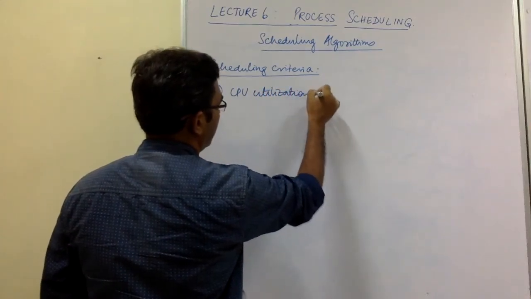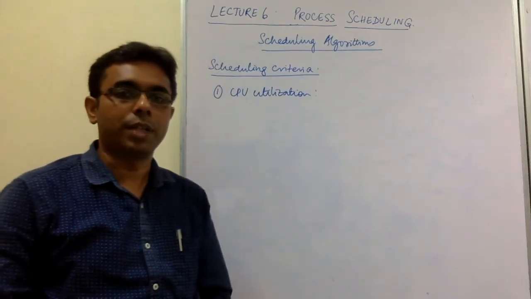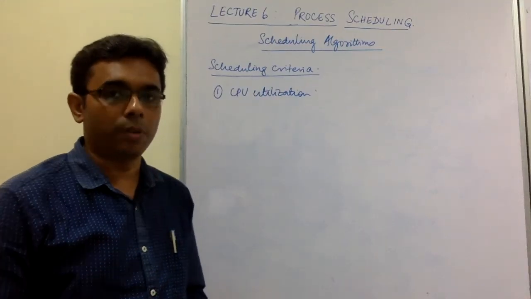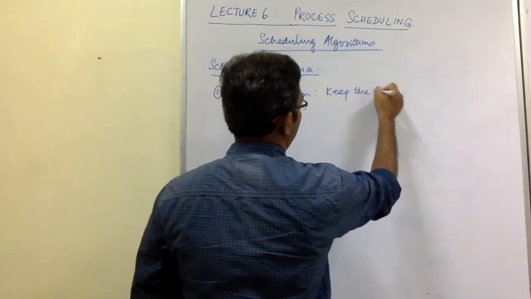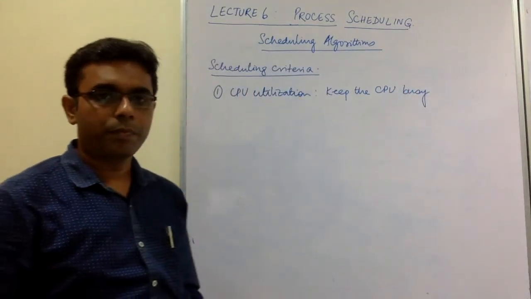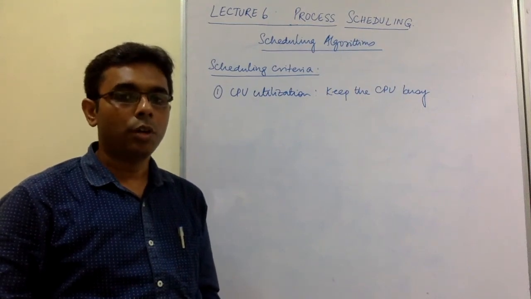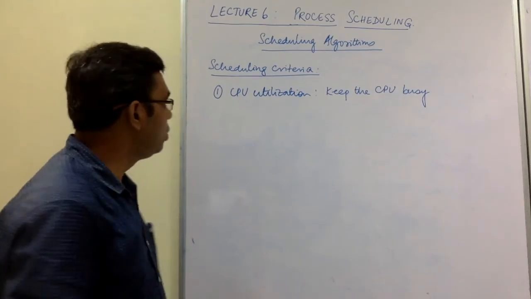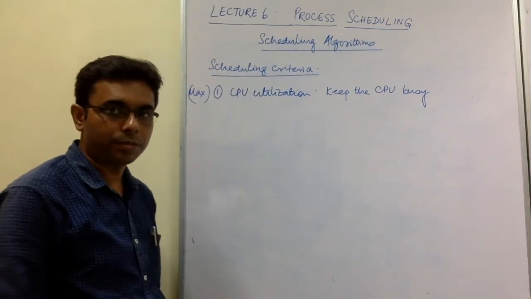And this is the one that we have already been discussing when we talked about multiprocessing. That is, we want the processor to be busy as much as possible. So CPU utilization means the idea is to keep the CPU busy. Now the main job of a CPU is to run a process. You don't want a CPU to remain idle. So your scheduling algorithm should always focus on allowing the CPU to be busy. So you would like to have a maximum CPU utilization.